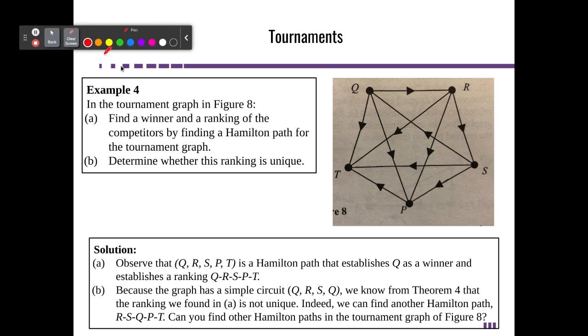All right, so example 4. We have find a winner and ranking of competitors by finding a Hamilton path for the tournament graph. All right, so we're just looking for a path.